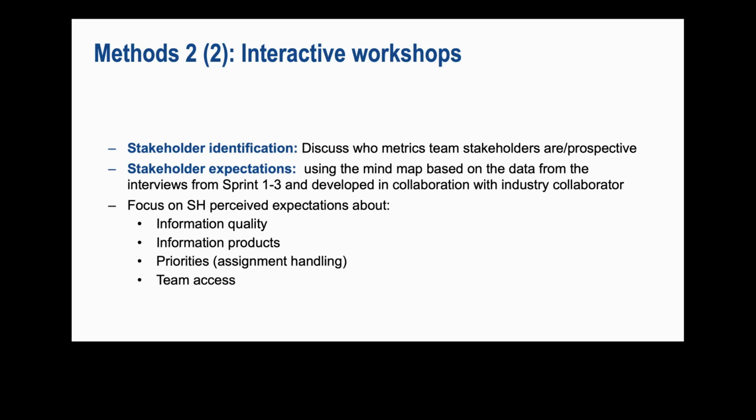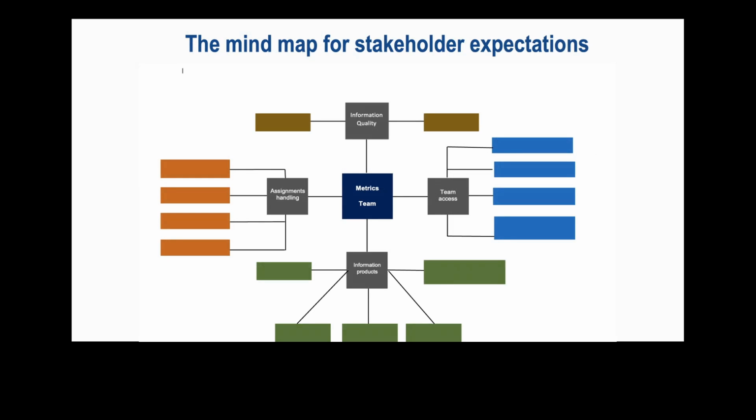Expectations concerning what information quality they expect, what information products they expect, what priorities they have, what's called assignment handling, and team access. How do they plan to access the team? How do they make contact with the team? And here is our mind map.